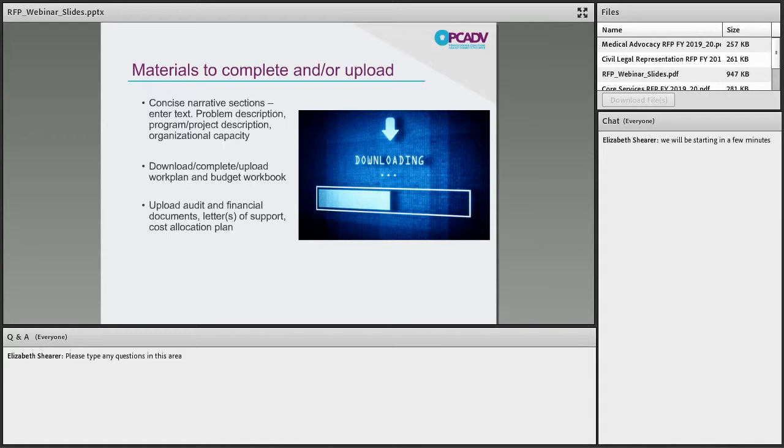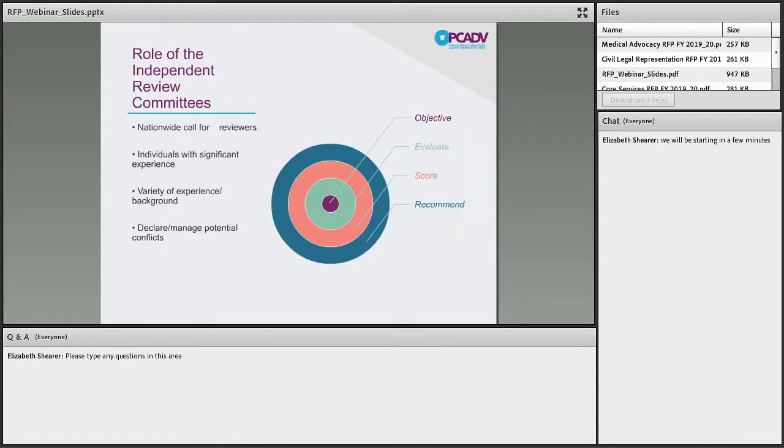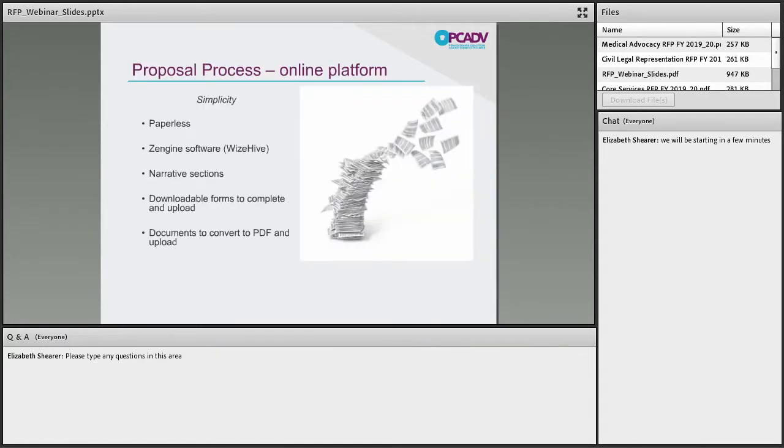The web portal is going to be used by both applicants and reviewers, and so the reviewers themselves are going to have their evaluation tool embedded within the portal and completed online. Any other required documents you will be able to upload. In some cases you will need to download, for instance, the Excel budget documents, complete them, and then upload them back to the web portal. Your letters of support you will need to upload to the web portal.